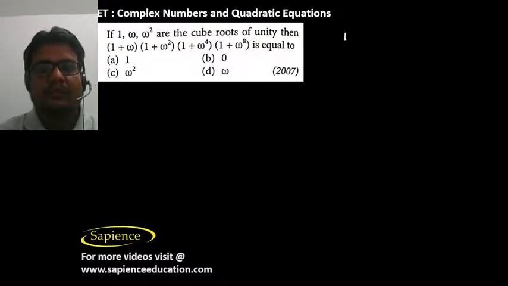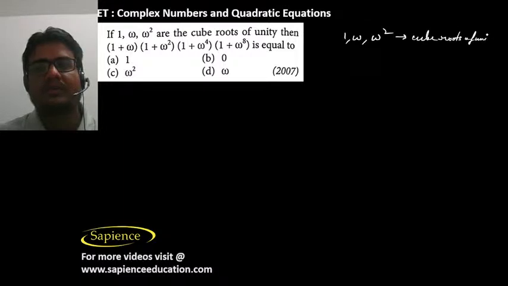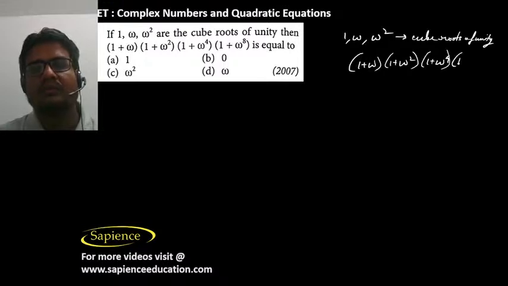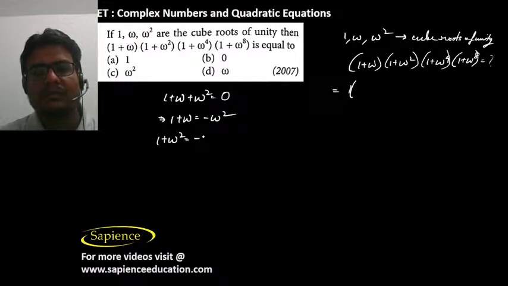It is told that if 1, omega and omega square are the cube roots of unity, then (1 plus omega) into (1 plus omega square) into (1 plus omega power 4) into (1 plus omega power 8) is equal to how much? Okay, so we know that 1 plus omega plus omega square is equal to 0. Therefore 1 plus omega can be written as minus omega square, and 1 plus omega square can be written as minus omega, and omega cube is equal to 1.